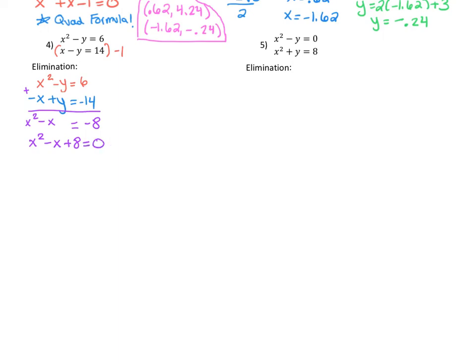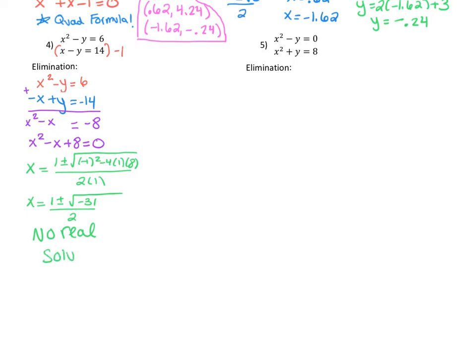Now again, this is not factorable, so I'm going to have to use quadratic formula in order to solve. So I'm going to do opposite of b plus or minus the square root of b squared minus 4ac all over 2a. And I'm actually going to get a -31 under my root. And remember from last unit that a negative under the root means that I have no real solutions. So this one actually cannot be solved any further.